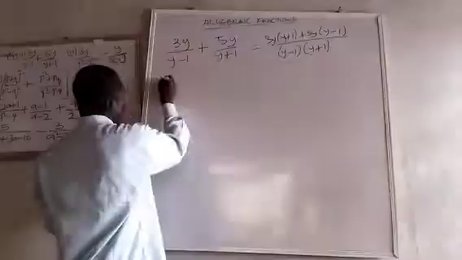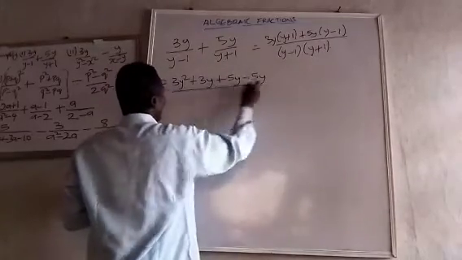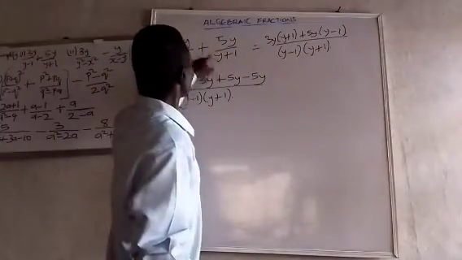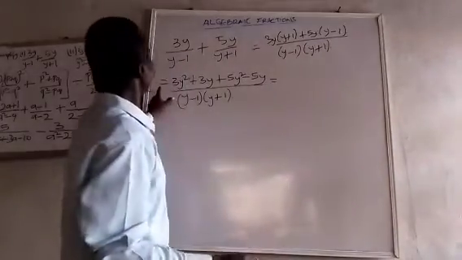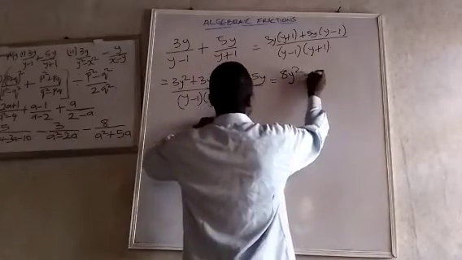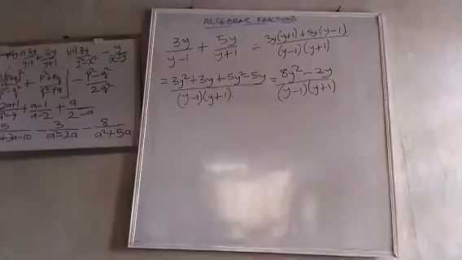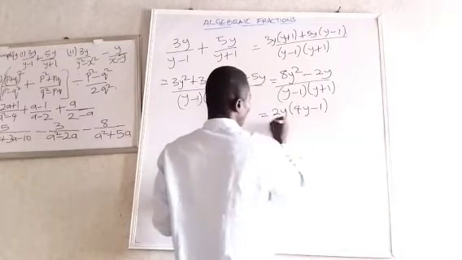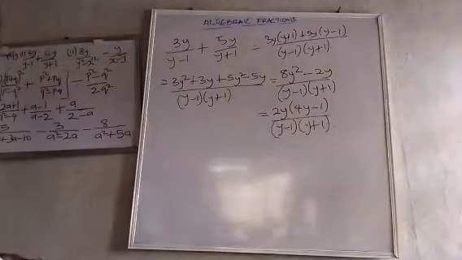So we have to expand the numerator now. That is 3y squared plus 3y plus 5y squared minus 5y, over y minus 1 into y plus 1. So we are going to have 8y squared minus 2y over y minus 1 into y plus 1. Factorizing this gives us 2y into 4y minus 1 over y minus 1 into y plus 1. Simple. There is nothing you can cancel again. As it is, that is the answer.